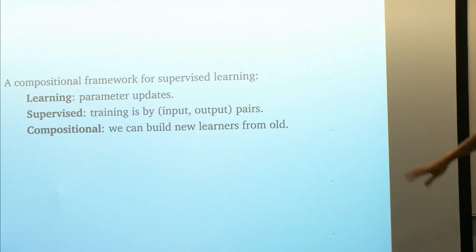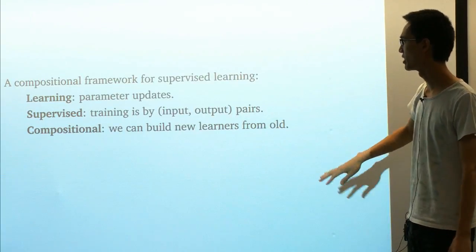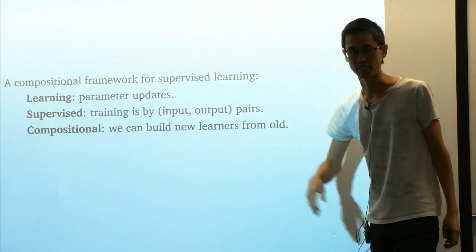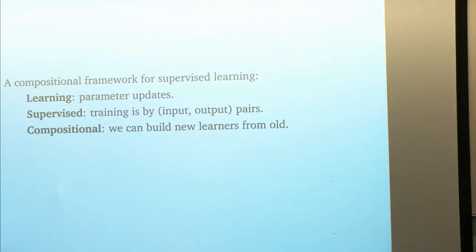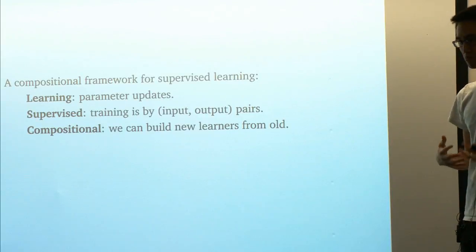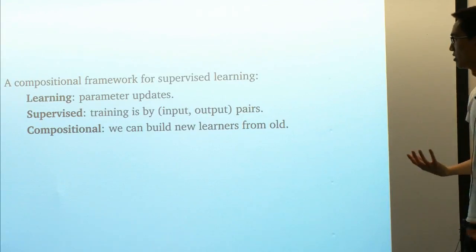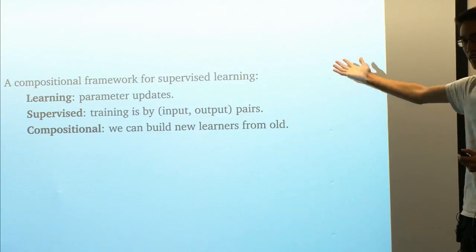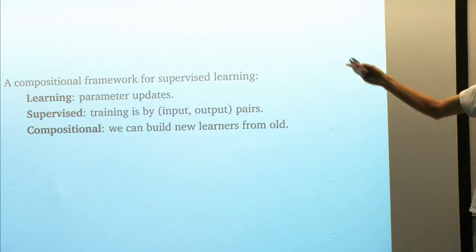OK, so we've got a compositional framework for supervised learning. It's a framework for learning because we can update parameters. It's supervised because we tell the learning agent the correct answers, right? We give it inputs together with the correct output as pairs. And it's compositional because we have this symmetric monoidal structure, which allows us to build new learners from old. Right? So this is great. We have a world where we can write down learning algorithms, except for the fact that we don't have any algorithms yet. We don't have an explicit way to define an interesting morphism in this category.